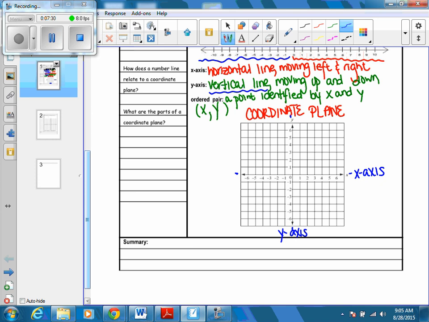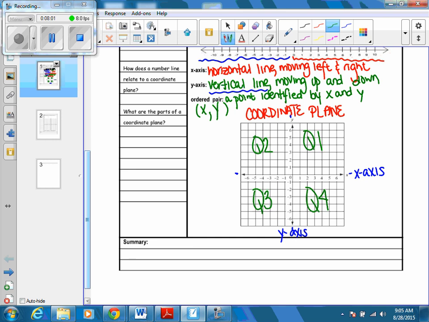Also, whenever we have a coordinate plane, there are always 4 quadrants. Our first quadrant, we're going to label it Q1, is going to be right here. Then we're going to label the rest moving counterclockwise. So quadrant 2 would be right here, quadrant 3 would be here, and quadrant 4 would be here.